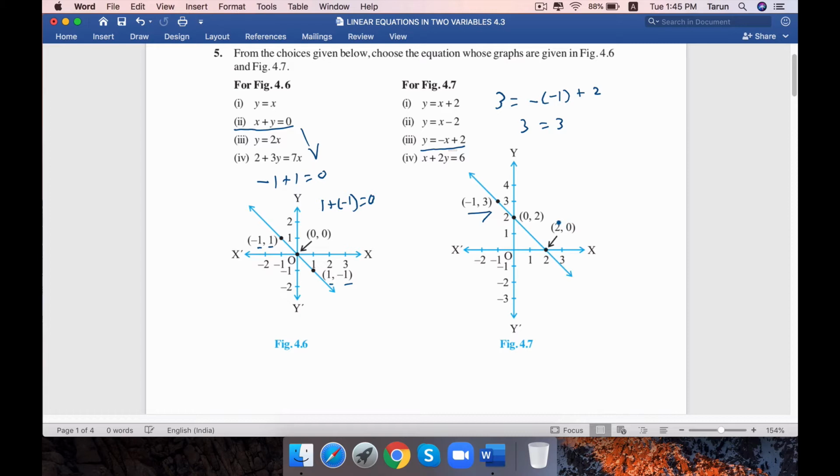Let us try this one, 2 comma 0. So I should get 0 is equal to -2 plus 2, which gives me 0 is equal to 0. So that means part 3 is the equation for this graph, and this is the equation for this graph. Moving to question number 6.